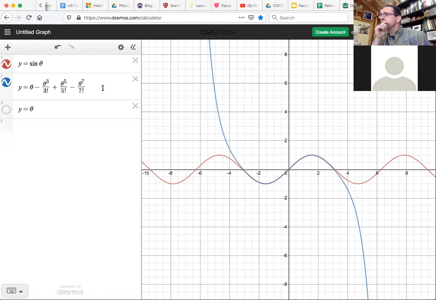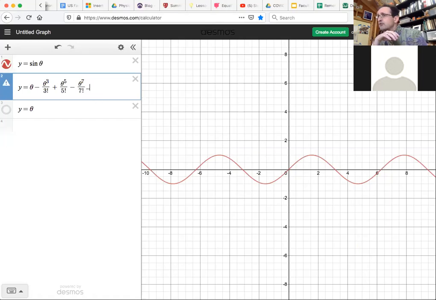Some of you may know this from your math class: there is what's known as a Taylor series. It's an expansion where if y equals theta minus theta cubed over 3 factorial plus theta to the 5th over 5 factorial minus theta to the 7th over 7 factorial, and so on and so on, we will end up with the sine function. This is actually equal to the sine function. I put a dot dot dot here, which I don't know if I can do in Desmos. Yeah, I can't do that in Desmos, so I'll get rid of those.